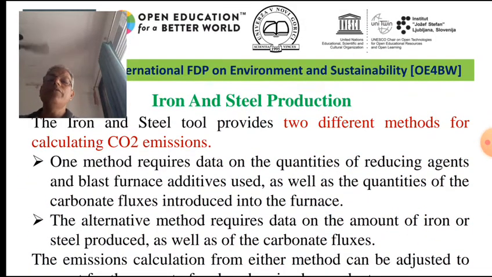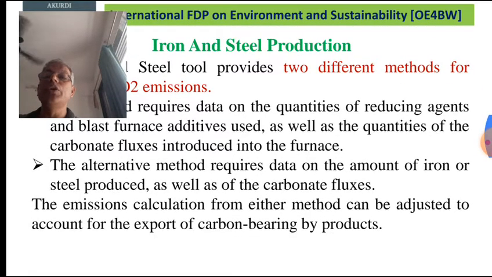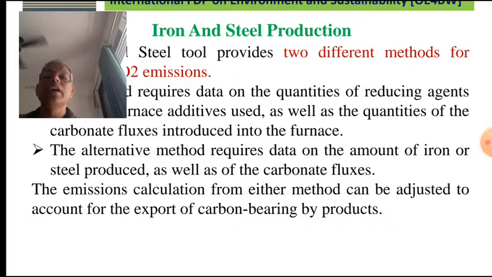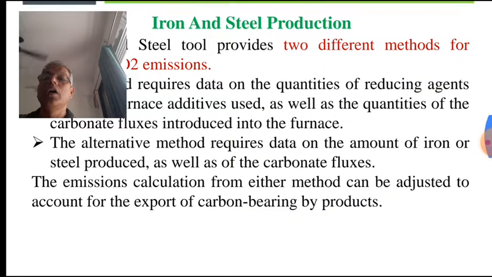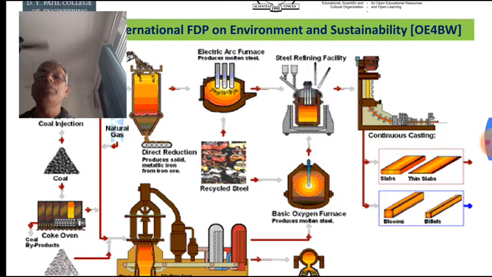When you consider iron and steel production, there are two different methods for calculating the CO2 emission. The first one uses the quantity of reducing agent and blast furnace additives used, as well as the quantity of carbonate fluxes introduced into the furnace. The second one uses the amount of iron or steel produced, as well as the carbonate fluxes. So directly it is related to the amount of iron. Emission calculation from either method can be adjusted to account for the export of carbon bearing by the product.